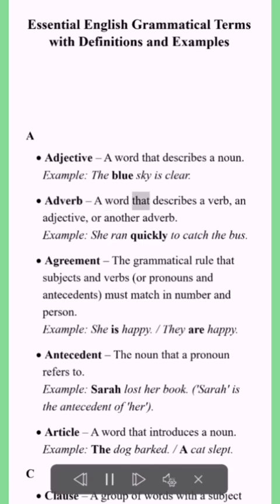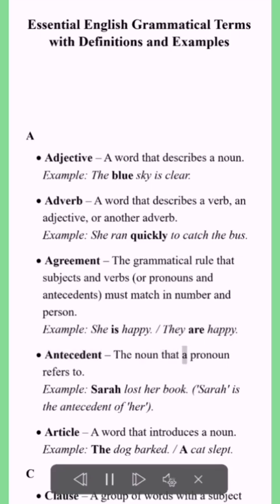Adverb, a word that describes a verb, an adjective, or another adverb. Example: she ran quickly to catch the bus. Agreement, the grammatical rule that subjects and verbs, or pronouns and antecedents, must match in number and person. Example: she is happy. They are happy.